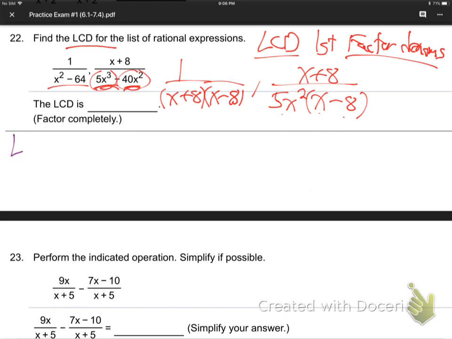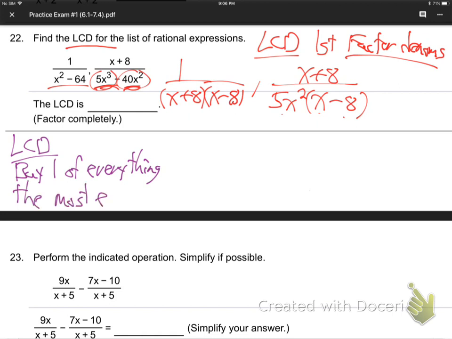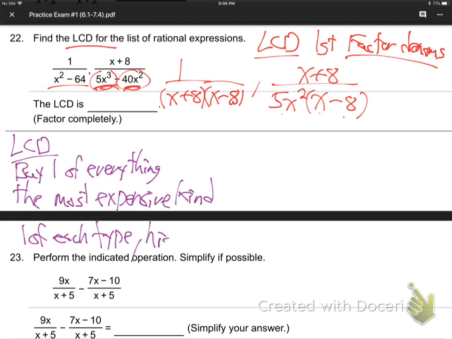And then, here's the rule for LCD. It's like shopping at the store, and here's your plan. Buy one of everything, the most expensive kind. So you're going to buy one shampoo, one carton of eggs, one hammer. You know, one of everything, but you buy the most expensive hammer, the most expensive carton of eggs, the most expensive shampoo, one of everything to the highest power. That's what you're doing. One of each type, highest power.